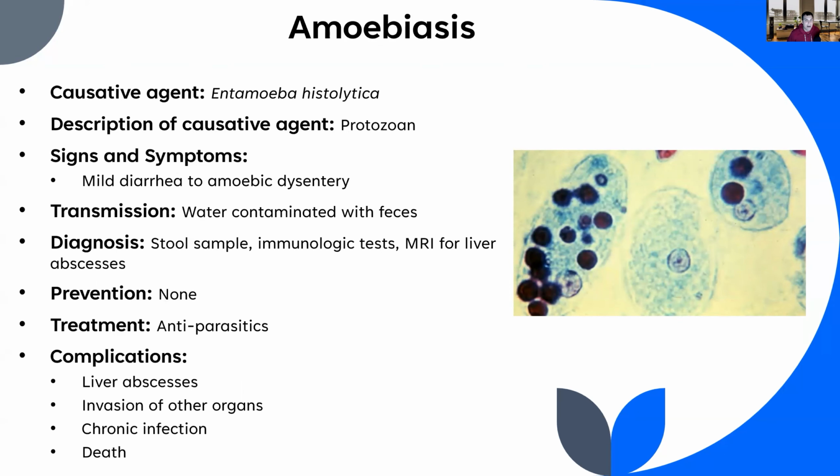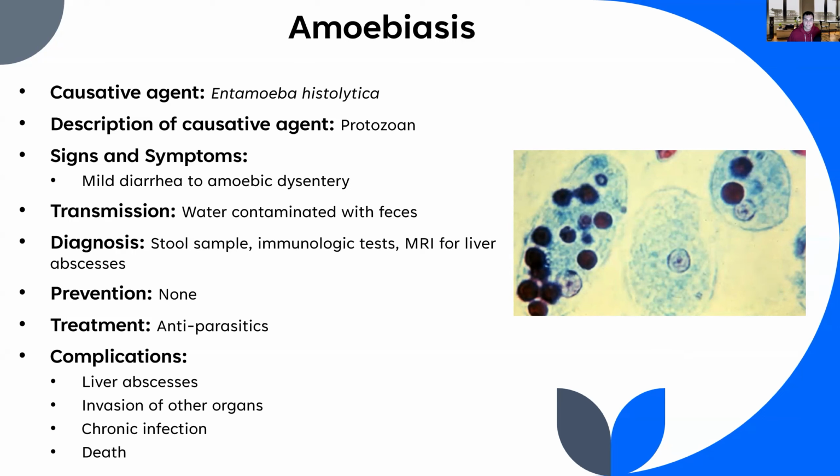Next is amoebiasis. The major culprit behind this is an amoeba, a protozoan, called Entamoeba histolytica. You can see that right over here. The signs and symptoms can range from mild diarrhea to amoebic dysentery. Depending on how severe the signs are is how concerned we ought to be. Mild diarrhea could resolve on its own, but if people are experiencing severe amoebic dysentery, they're going to die if you don't treat them.